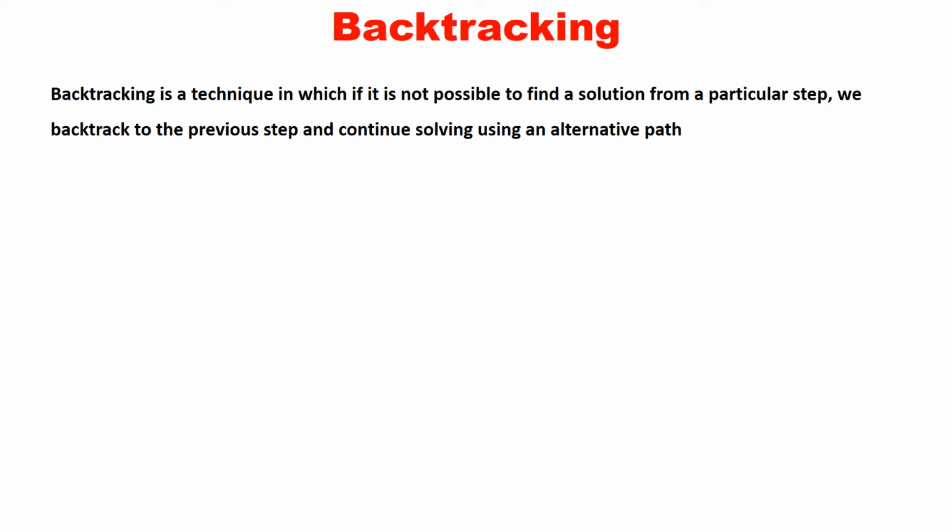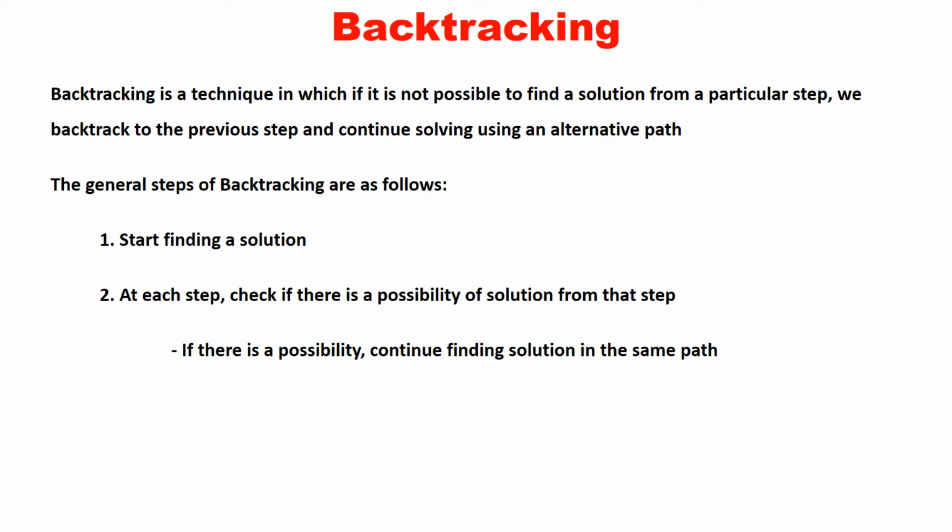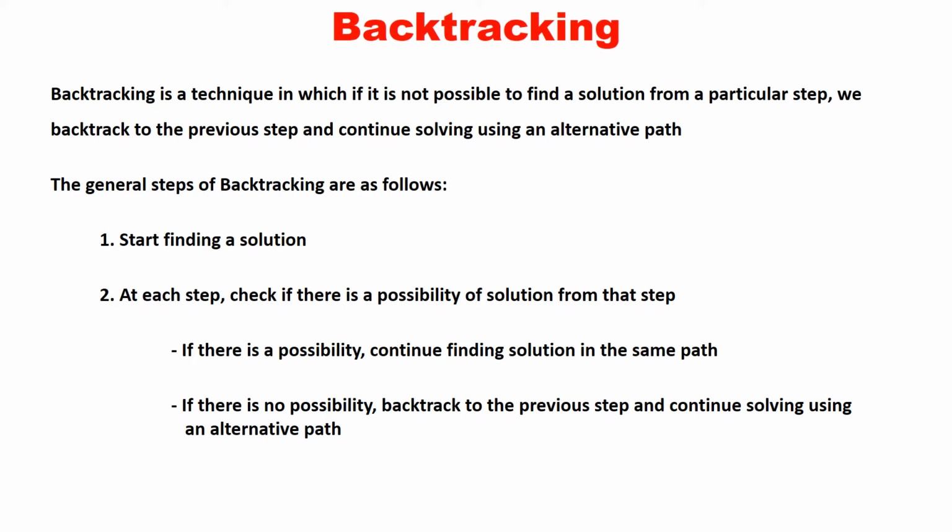And also, what are the general steps of backtracking? Start finding the solution. At each step, check whether solution is further possible. If solution is further possible, continue in the same path. Otherwise, backtrack to the previous step and take an alternative path and continue. So the general steps of backtracking are as follows. Start finding a solution. At each step, check if there is a possibility of solution from that step. If there is a possibility, continue finding solution in the same path. Otherwise, backtrack to the previous step and continue solving using an alternative path. That's all backtracking. This is the concept of backtracking.